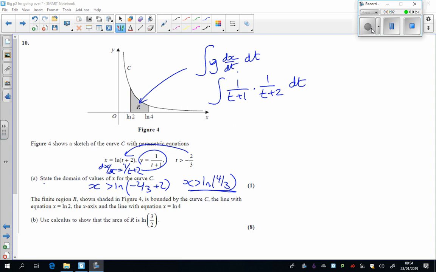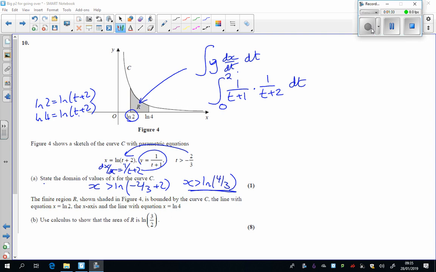Perhaps we could figure out what the bounds were going to be as well, couldn't we? Look, if x is going to be ln 2, then t is clearly going to be 0. And if x is going to be ln 4, then t is clearly going to be 2. So we could get something like that. You haven't got many marks yet, though, and that's because you have to make an attempt at this integral before you start getting any interesting marks.